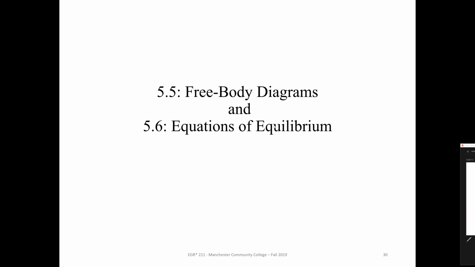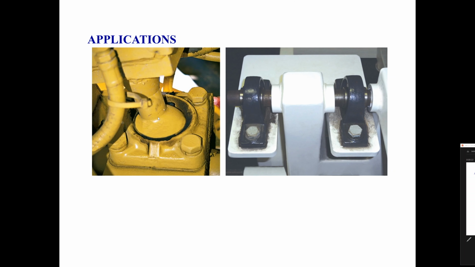Today I'm going to look at sections 5.5 and 5.6, and we're looking at free body diagrams in 3 dimensions. Okay, here's two types of supports, and this is a journal bearing, and this is a diagram of a ball and socket.